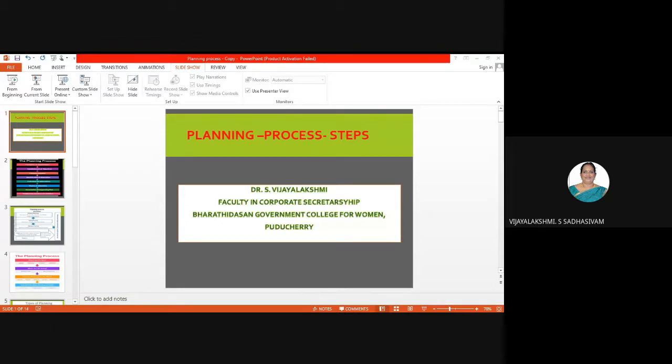Then planning premises. Planning premises is an important term which we have in our planning process, how we are going to do it. So that is very important when we talk about the planning process premises. That is where the planning is going to take place. So we have to take many things into account. There are some factors which are certain, and there are some factors which are uncertain.